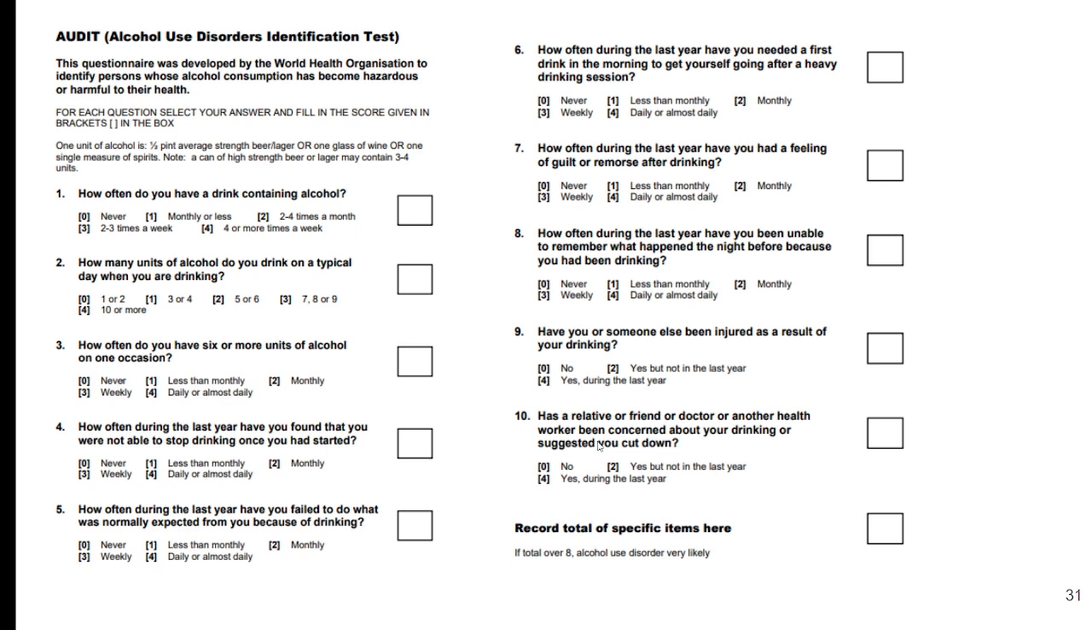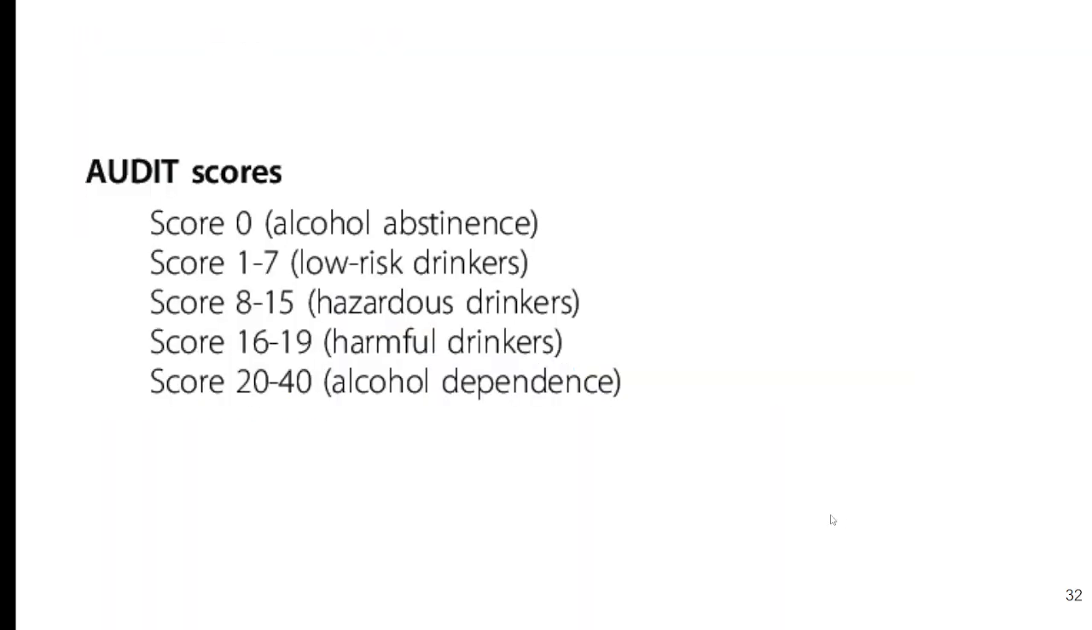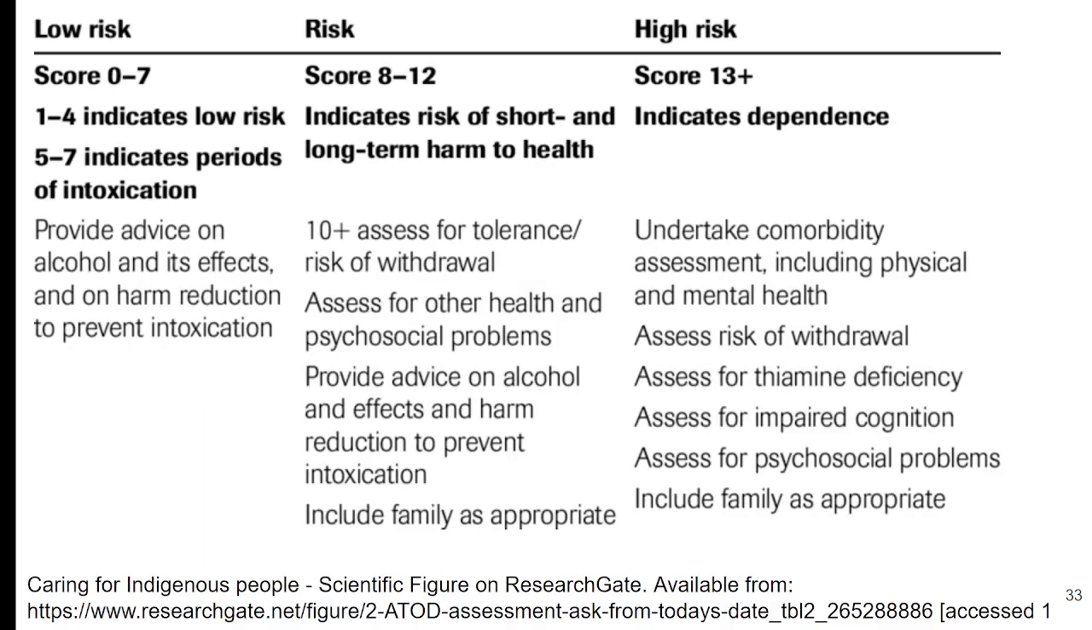And there are 10 questions ultimately, and based upon these questions the scores are given, and based upon these scores the risk of alcoholism or alcoholic liver disorder is mentioned, as the AUDIT scores. Based upon that, a score of 1 to 7 is considered low risk drinkers, scores of 8 to 15 are hazardous drinkers, scores of 16 to 19 are harmful drinkers, and 20 to 40 are alcohol dependents. Based upon this, the strategy is suggested, the strategy of how to deal with such persons.